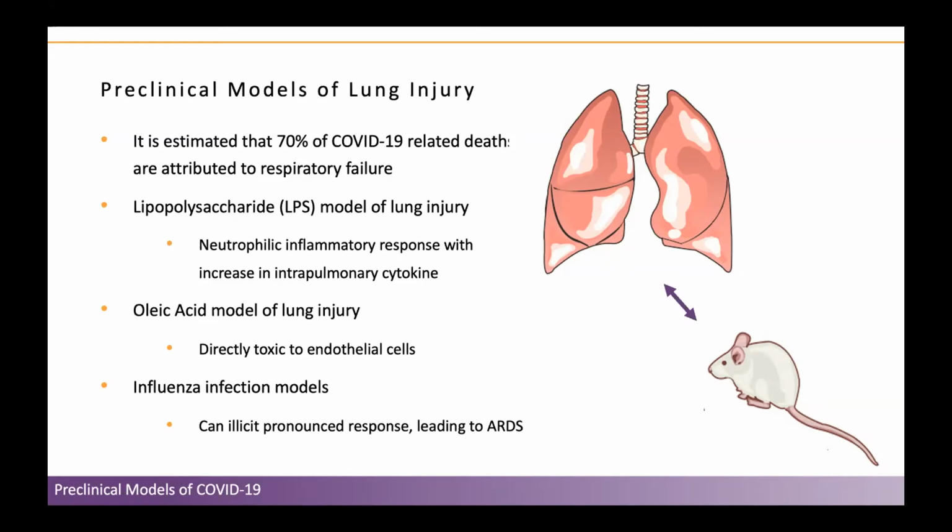There's also the oleic acid model of lung injury, which is less used, but this can mimic some aspects, and it's directly toxic to endothelial cells, which makes it very relevant to COVID research. Also, there are different influenza infection models that you can use outside of those specific biosafety laboratories. And while they are very, very different than COVID, they can elicit a pronounced immune response. And what that can do is lead to acute respiratory distress syndrome. And this is one of the hallmarks seen in COVID patients. So there's many different ways to study aspects of that lung injury model without having access to the virus itself.